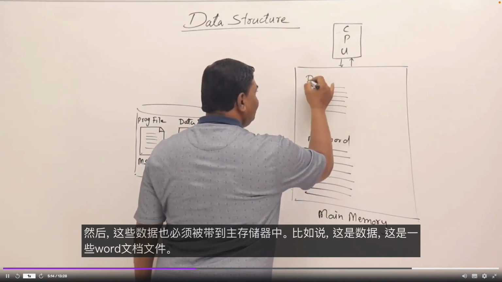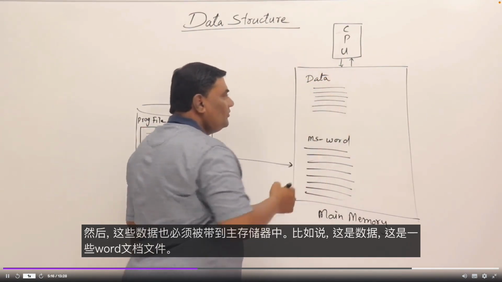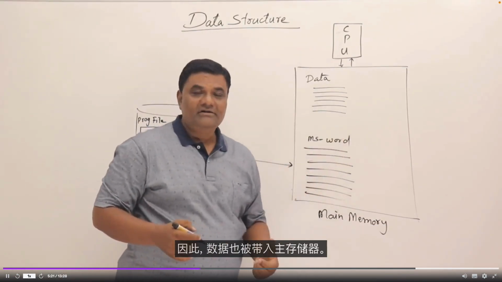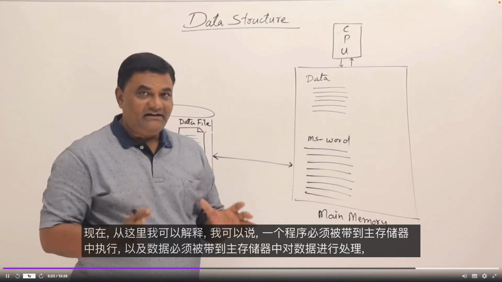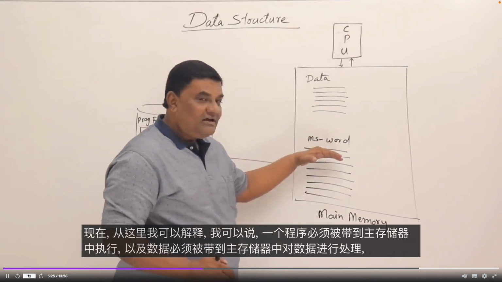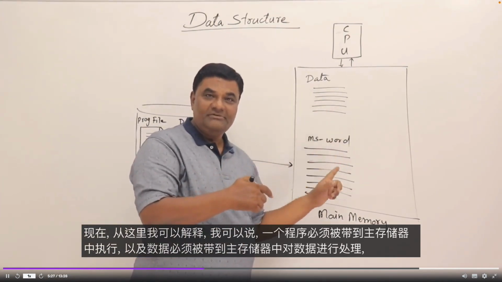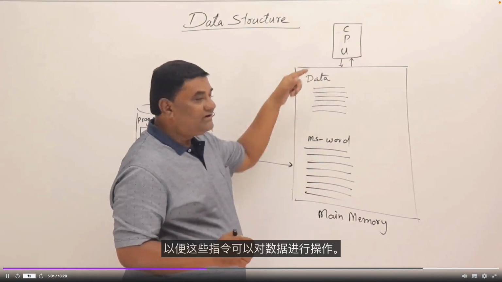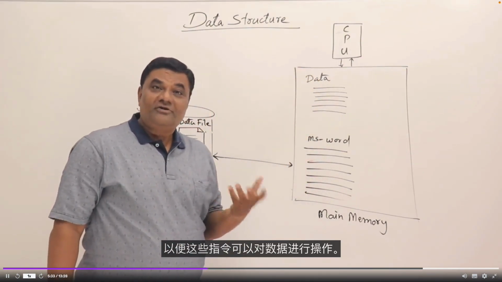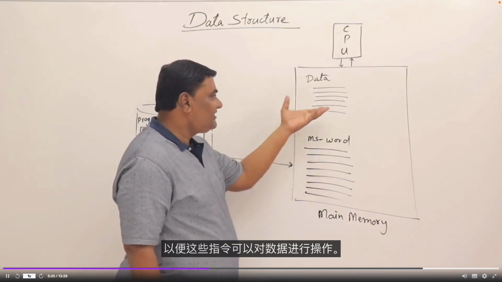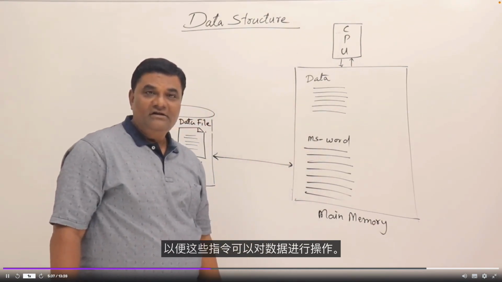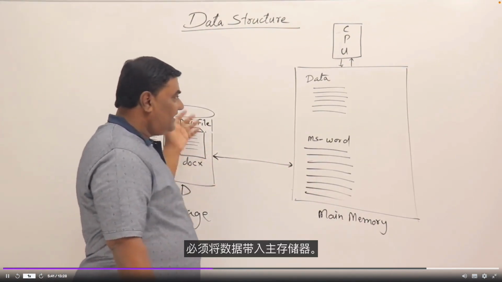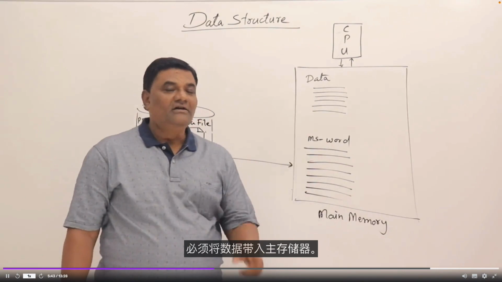So let us say this is data, or this is some Word document file. So data is also brought into the main memory. Now from this I can say that a program has to be brought into the main memory for its execution, as well as data has to be brought into the main memory for processing, so that these instructions can perform operations on the data. A program cannot directly process the data keeping it on the storage. The data has to be brought into the main memory.